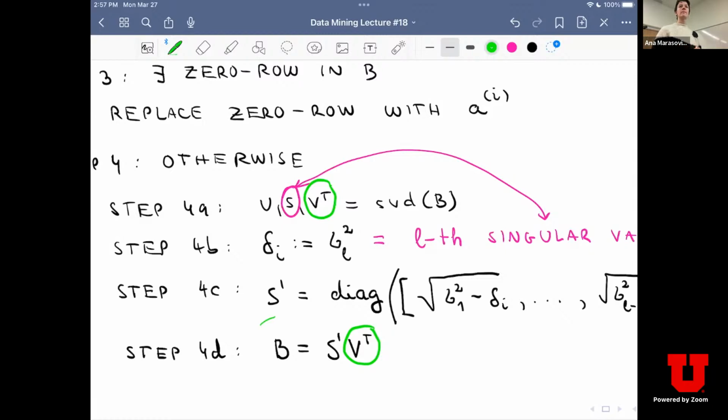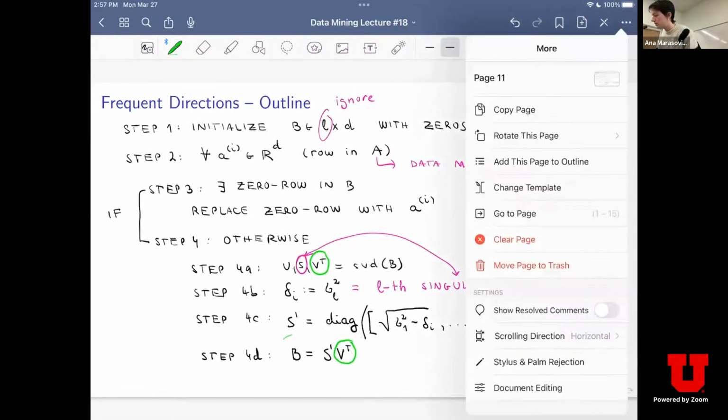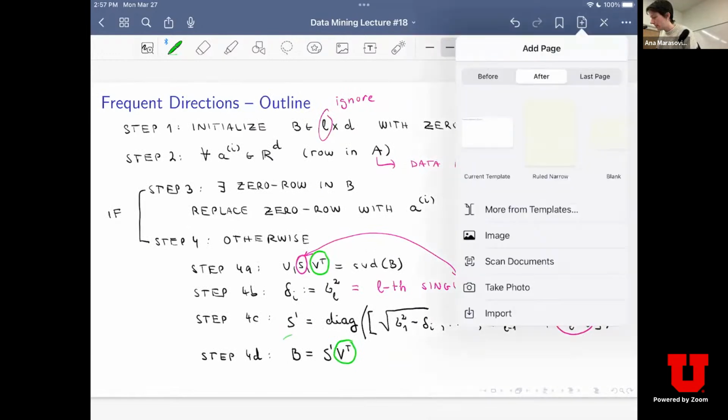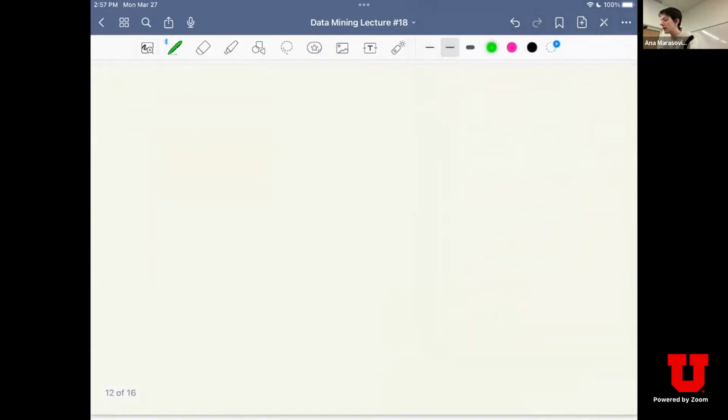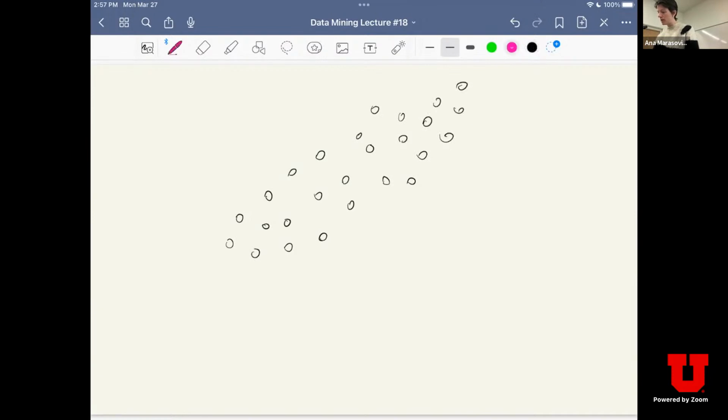Yeah, what is the direction? Well, remember those illustrations, so you had your data that was, let me add a page. Okay, so remember I was showing you data points that look something like this, right? And then we said the important direction for something like this is going to be something like this, right? Because here you have a ton of variance in your data.